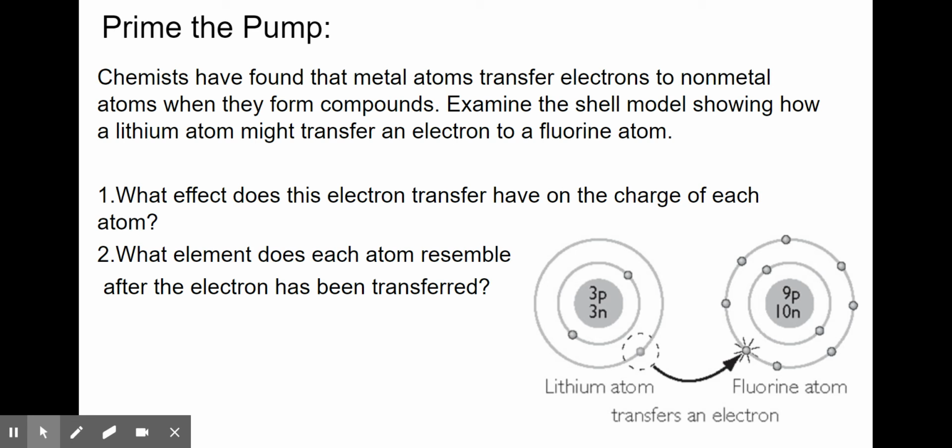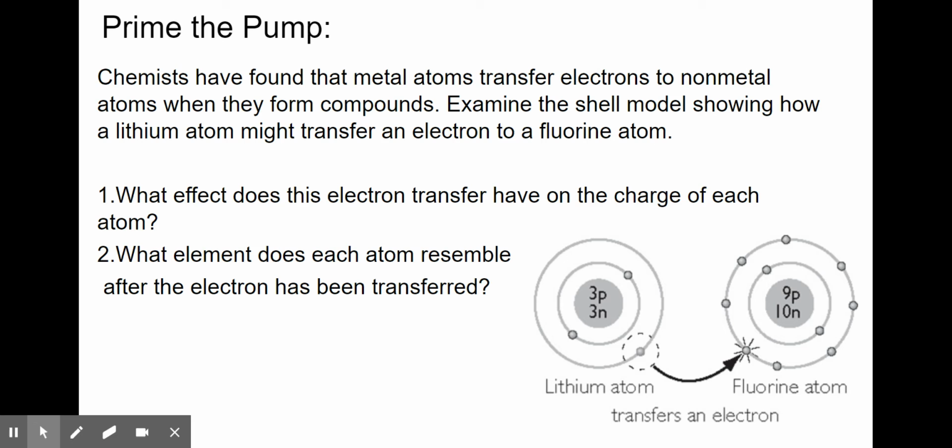I have to talk about fluorine before I answer the next question. Fluorine is gaining an electron, so it's going to become more negative. You want to tell yourself, more negative by what? Well, we're gaining just one electron, so we're becoming more negative by 1. Okay? Question number 2, what element does each atom resemble after the electron has been transferred?